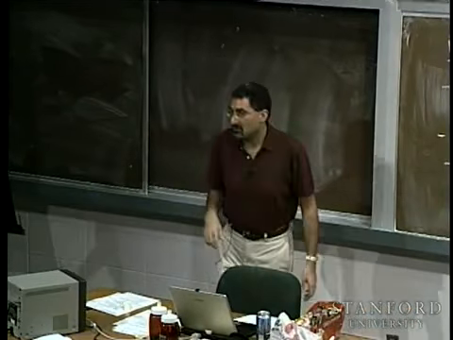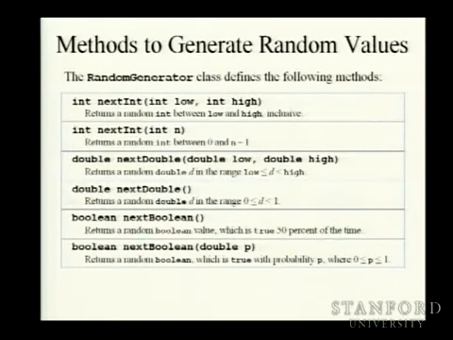There's also nextBoolean, which, if you don't call it with any parameters, is basically like flipping a coin. It'll give you back true or false, 50-50.